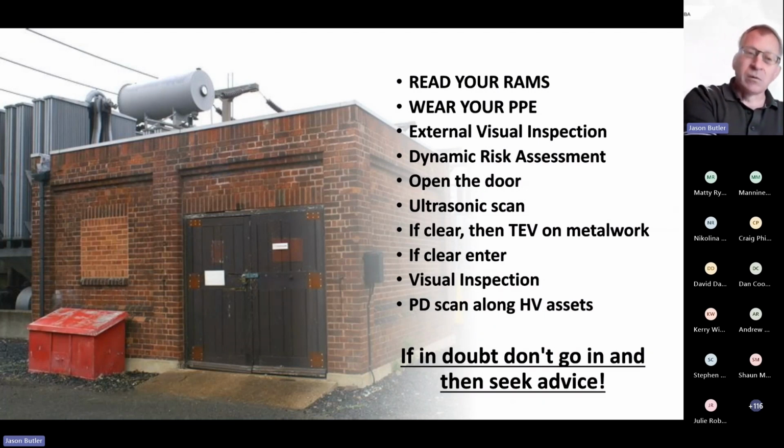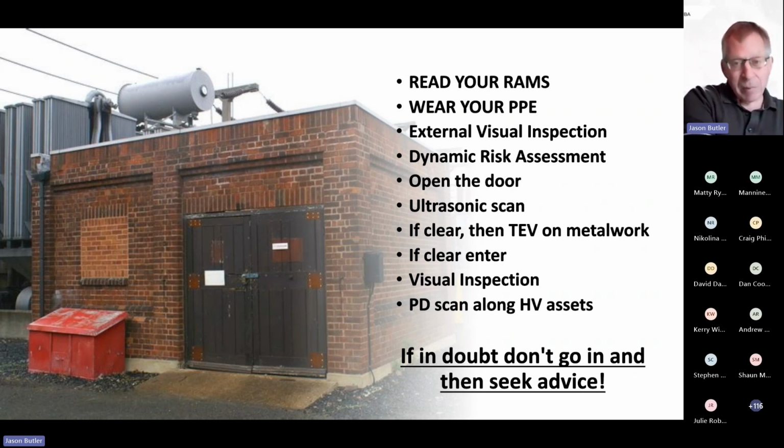When you open the door, you're going to just turn on your PD detector and it'll listen for that ultrasonic crackle, like the canary in the cage, to see if it's safe to go in. If there's no ultrasonics found, then what you can move to is looking for transient earth voltage. So you find a piece of metal, and it could even be a fire extinguisher or a piece of metal on the metalwork door, and then you test for transient earth voltage.